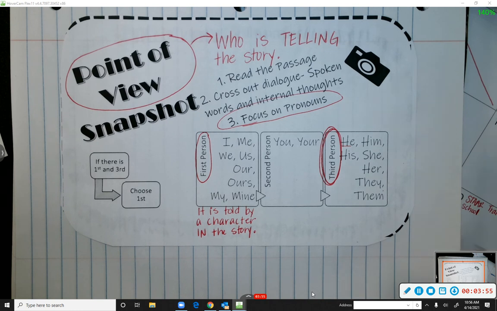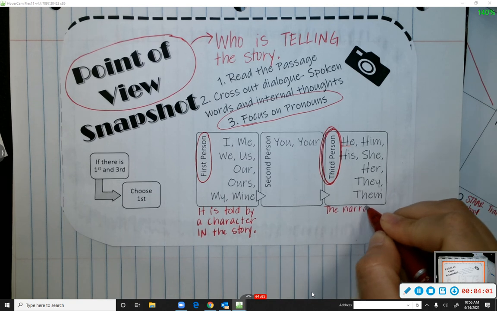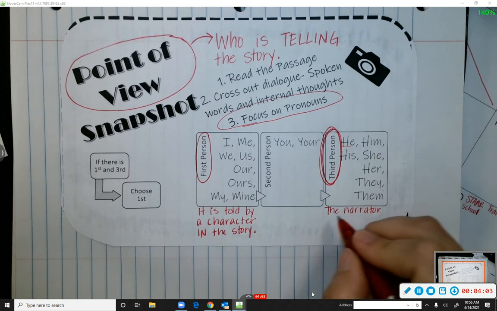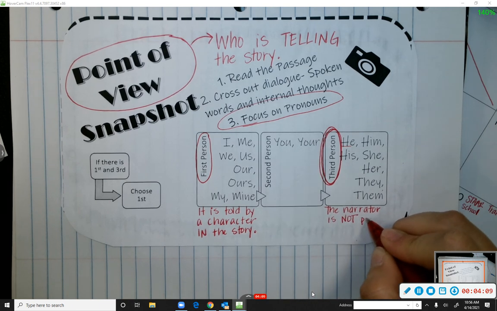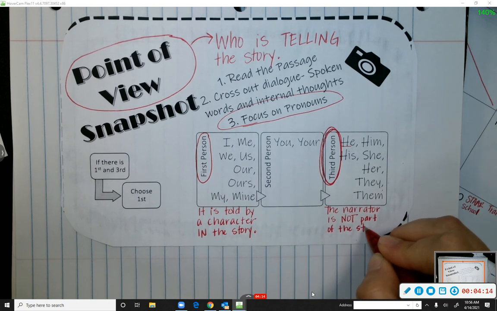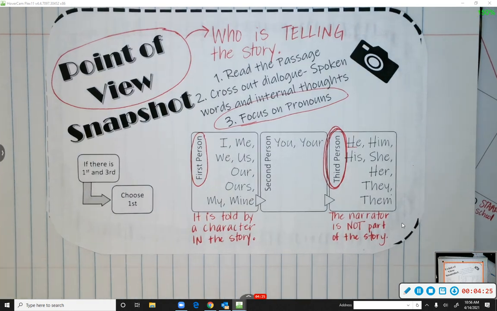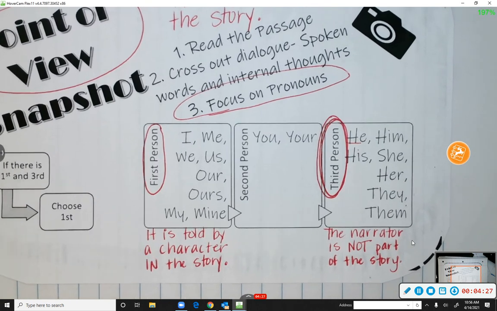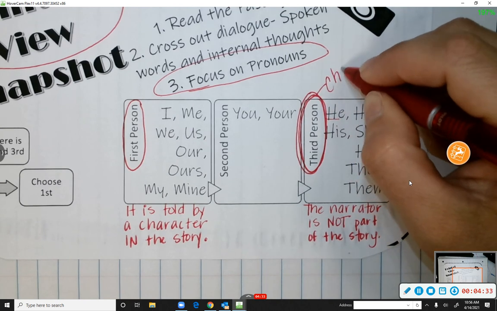Okay? Third person means the narrator, the person telling the story, is not part of the story. Okay? Can y'all see that? So they may use these pronouns, and they may also use the character's name.